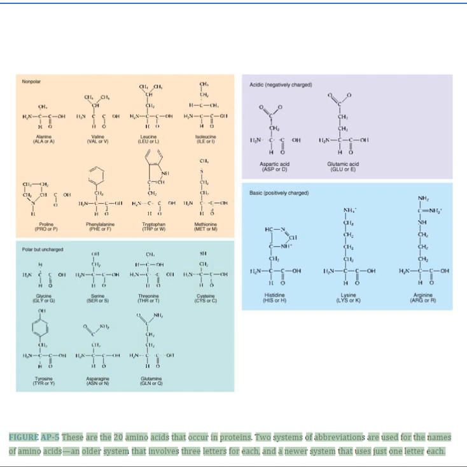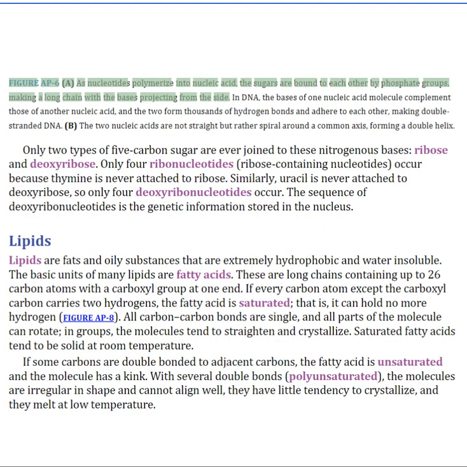Two systems of abbreviations are used for the names of amino acids, an older system that involves 3 letters for each, and a newer system that uses just 1 letter each. Figure AP6. As nucleotides polymerize into nucleic acid, the sugars are bound to each other by phosphate groups, making a long chain with the bases projecting from the side.